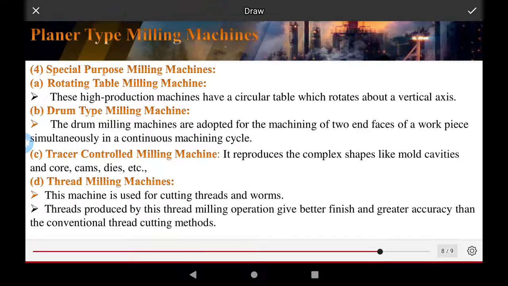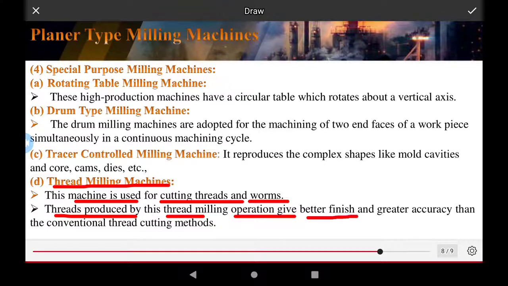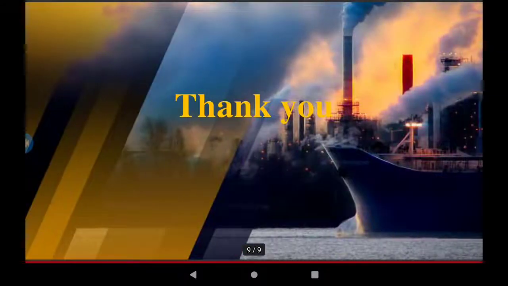Tracer controlled milling machines are used to produce complex shapes like the mold cavity and cross cam. Thread milling machines are used for cutting threads. Threads produced by thread milling give better finishing and greater accuracy than conventional thread cutting methods. Thank you so much.